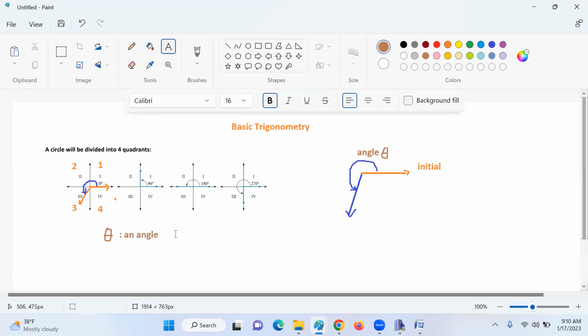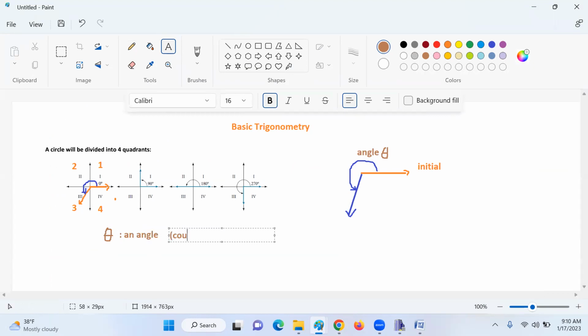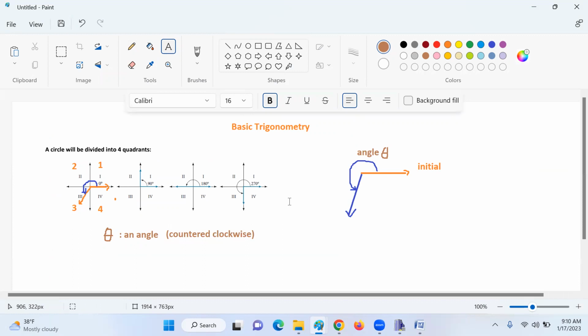So the angle will be measured counterclockwise, correct? Counterclockwise. So I have to go in the counterclockwise direction. So basically, this is what we have.